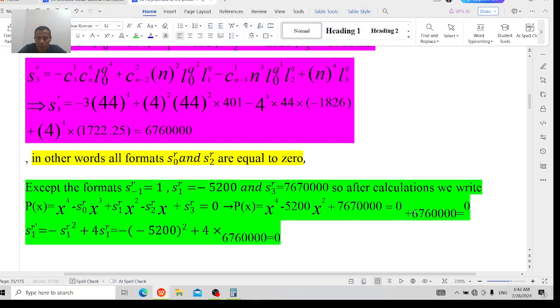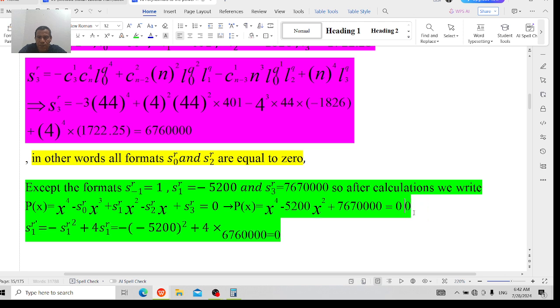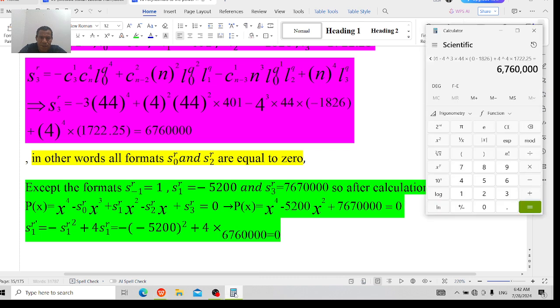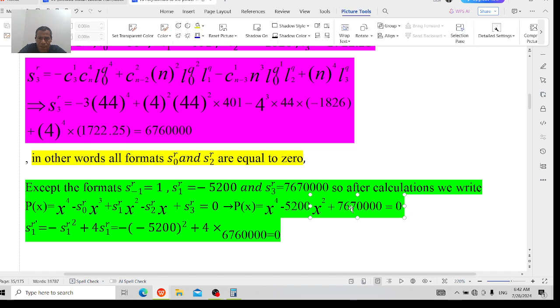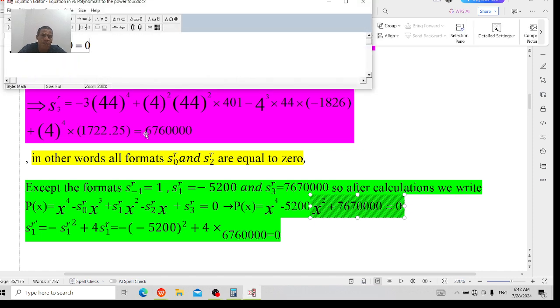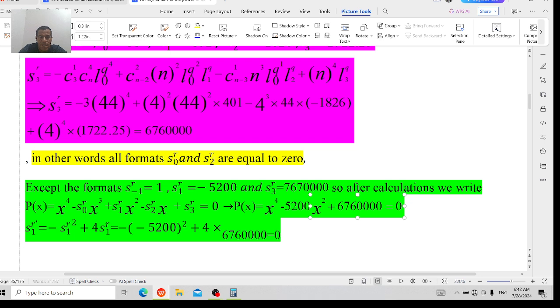Okay, how do we erase this one? No need. So just check this calculator. 6,760,000. Okay, like that. 6 million, 760 thousand, correct.